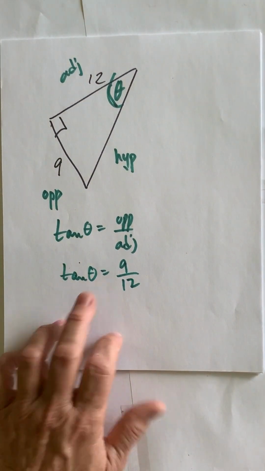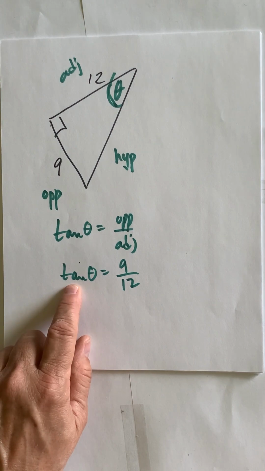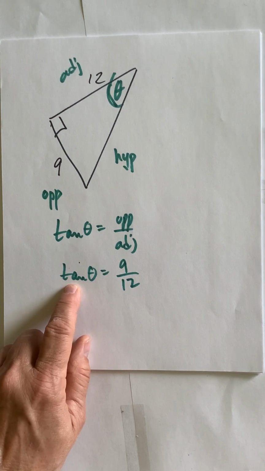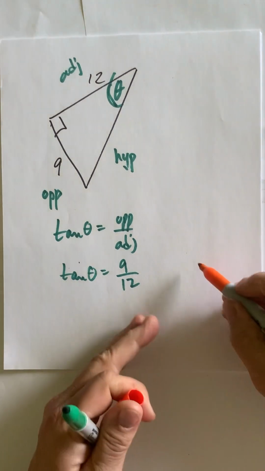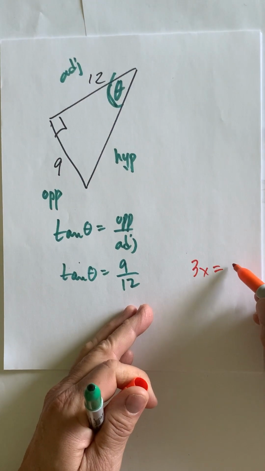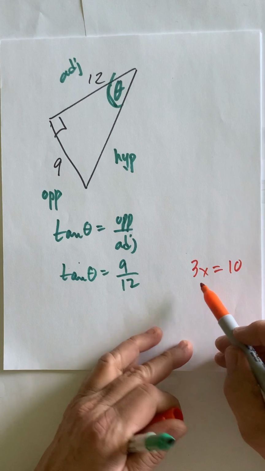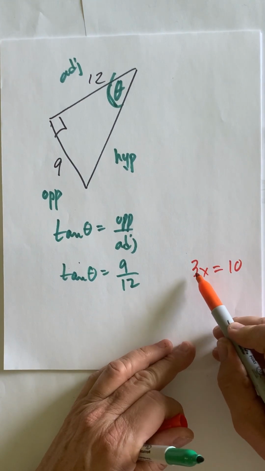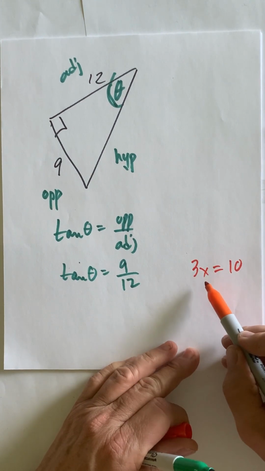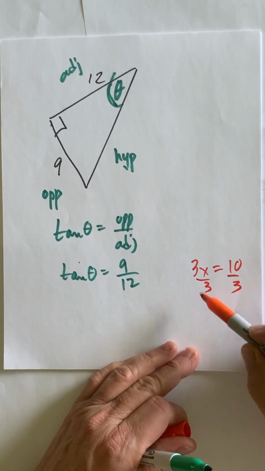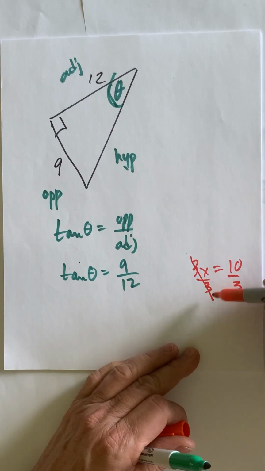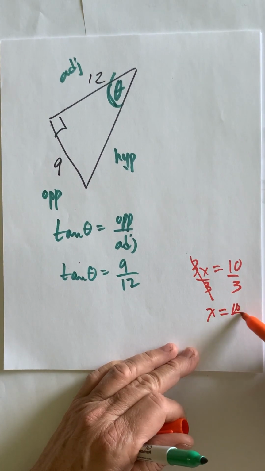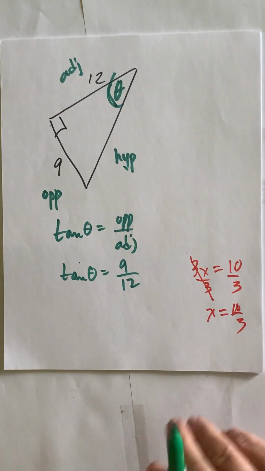But I'm looking for the angle, which means I have to undo the tangent. So let me just do a little aside. Why am I saying undo? Because it's kind of like in algebra, if you had 3x equals, let's say, 10, and you're trying to get x, you have to undo the 3. What's the 3 doing? It's multiplying the x, so you divide. The inverse of multiplication is division, and these undo each other, and now you're left with x equals 10/3. That's what we want to do here.